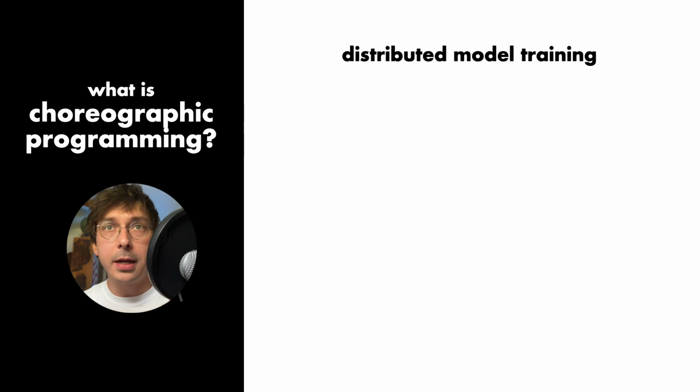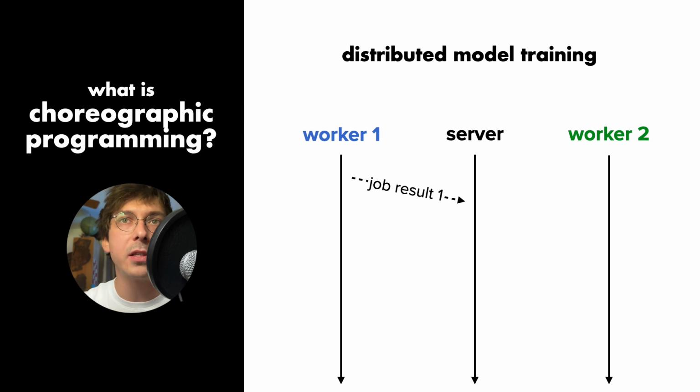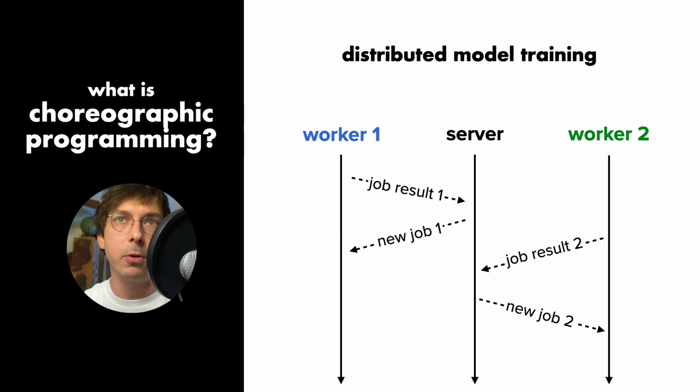So let's say you're a distributed application developer. Maybe you're making a distributed AI training system. And what you'll have maybe is a couple of worker machines that are doing jobs, and you have a centralized server that's issuing the jobs to those workers. So you might have a situation like this. This worker has just finished a job. It sends the results to the server. The server sends it a new job. Likewise with worker two.